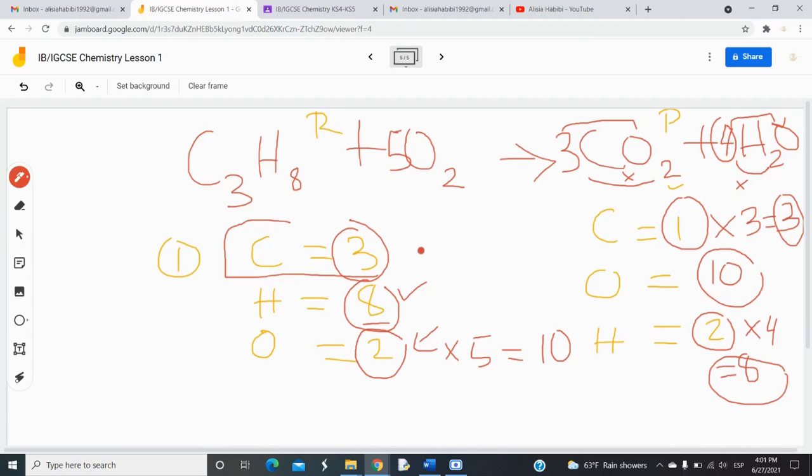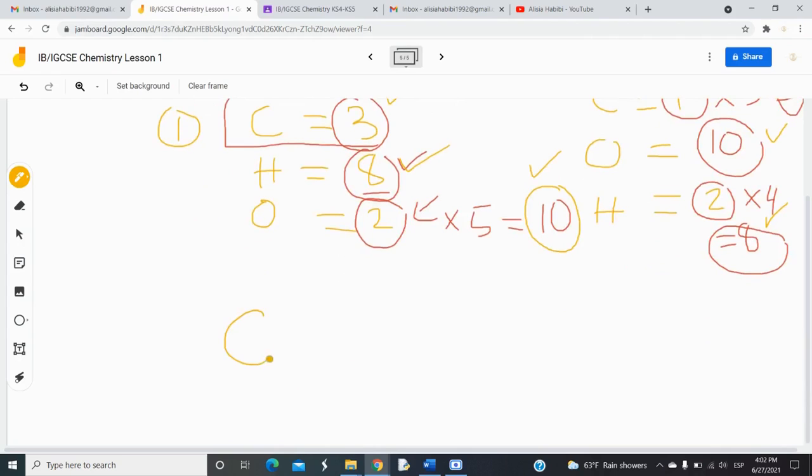And so guys, this chemical equation is now balanced, because you can see that you now have 3 atoms of carbon on the reactant side and 3 atoms of carbon on the product side. You have 8 atoms of hydrogen and 8 atoms of hydrogen on the product side. And then you have 10 atoms of oxygen on the reactant side and 10 atoms of oxygen on the product side. So this tells you that your chemical equation is now balanced.